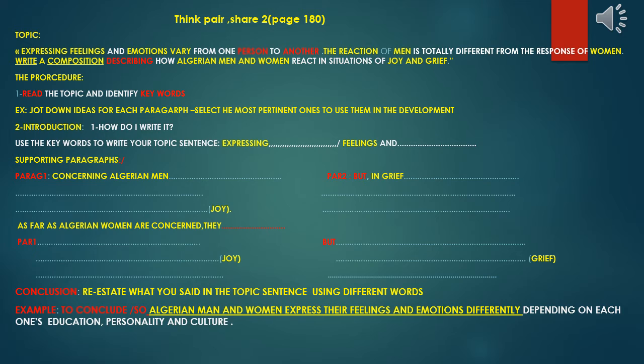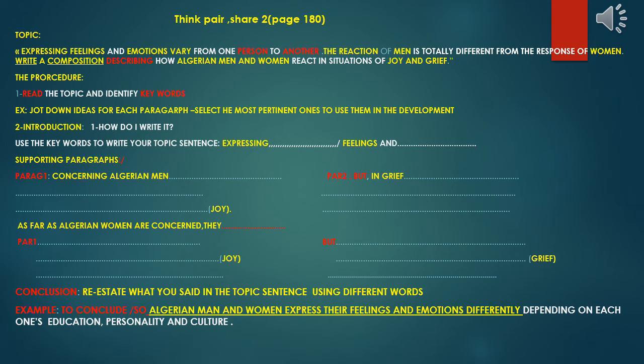Then you start dealing with the first paragraph concerning women's reaction in happy moments. And then when you finish, you are going to do the same. You are going to use a link word to contrast the two paragraphs, joy with grief. And then when you finish, you are going to conclude. So what are you going to say in your conclusion?